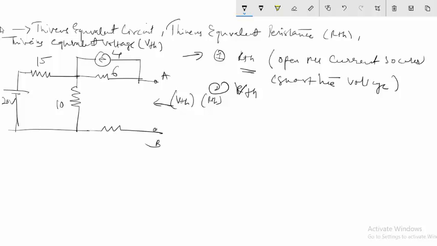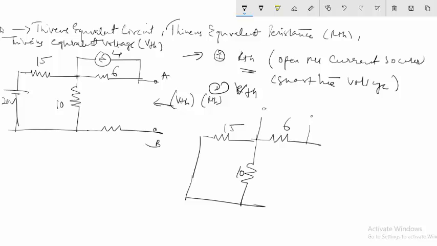So to find the RTH, I will short the source. When I am shorting that, I will get something like this, the 15 ohm resistance and the 6 ohm, and this is open circuit here, there is nothing. This is 10, and this is again 4. So these both are in parallel. I will have to solve first for the parallel of this.